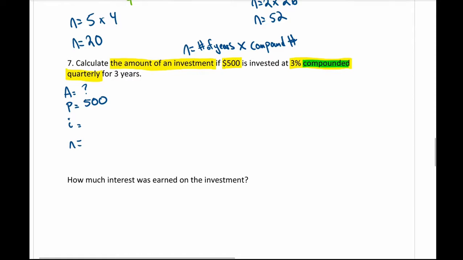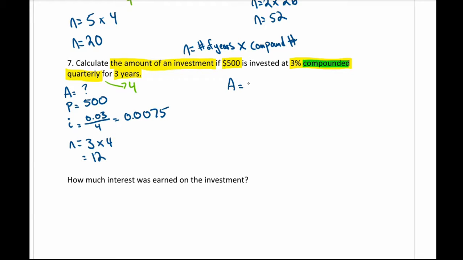So for I, we need to take the percent, 0.03, and divide it by our compound number. Quarterly means 4. So 0.03 divided by 4 is 0.0075. N is the number of years we see here. So 3 years times the compound number, which is 4. So N equals 12.